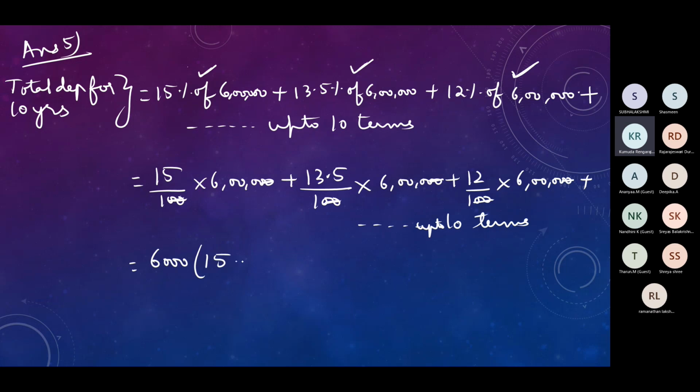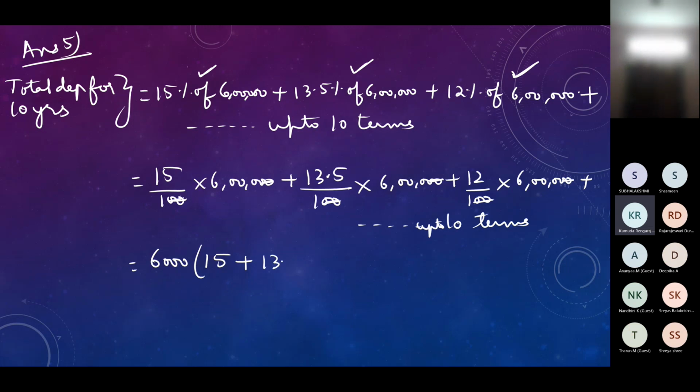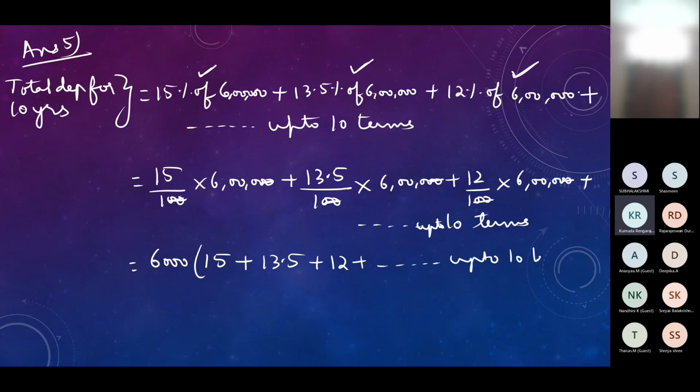Now, in the first term, what remains after taking 6,000 common? 15 plus. Second term, what remains? 13.5 plus. Third term, what remains? 12 plus. It goes on like this up to 10 terms. So now you'll have to use arithmetic progressions. We'll have to find the sum to 10 terms.